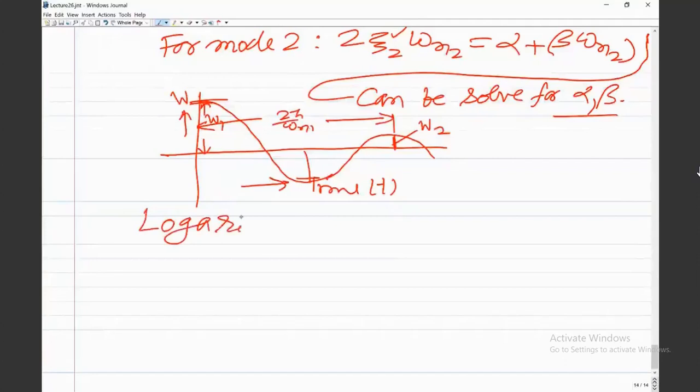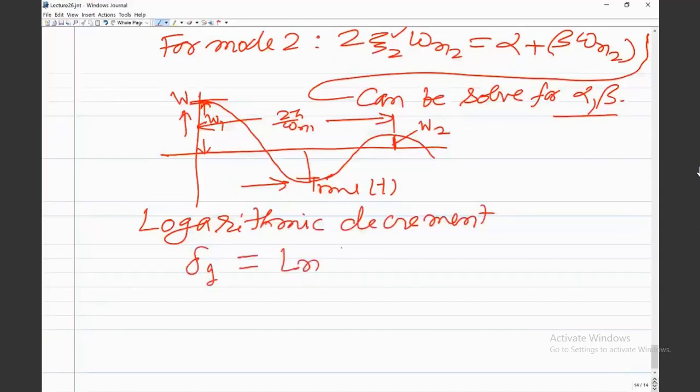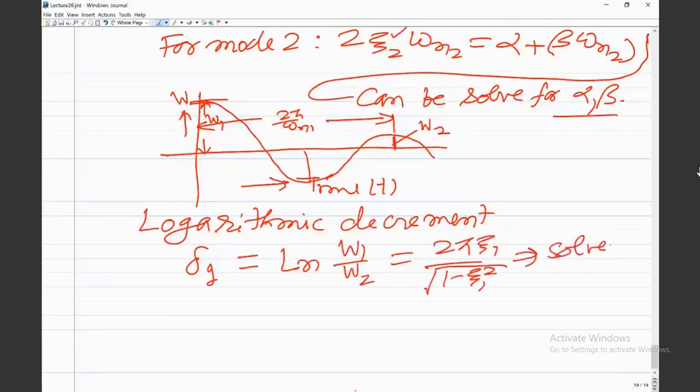So for the first mode you will have delta 1, known as the logarithmic decrement, that is the natural logarithm of w1 upon w2, and this can be written as 2 pi xi1 upon square root of 1 minus xi1 square. So from this you solve for xi1.